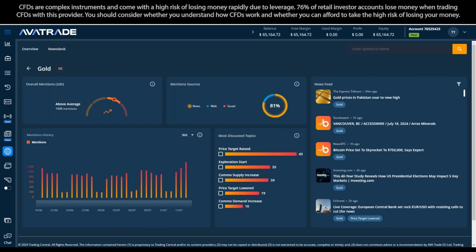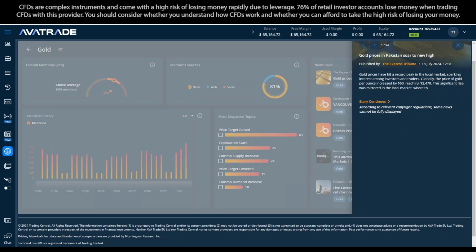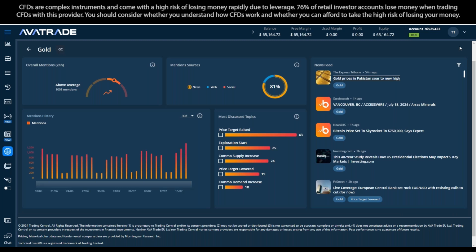Now, what we see here is the first article, gold prices in Pakistan soar to new high. Well, that sounds bullish. Gold prices have hit a record peak in the local market, sparking interest among investors and traders globally. The price of gold per ounce increased by $60, reaching $24.70. This significant rise was mirrored in the local market. So you could go on and read that whole article. All right. That sounds like a bullish article about gold.